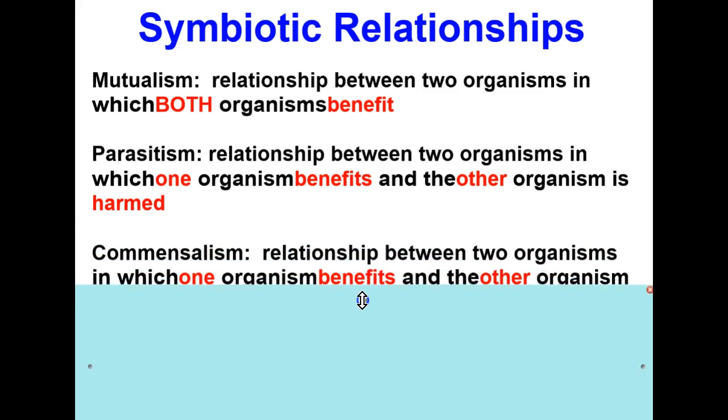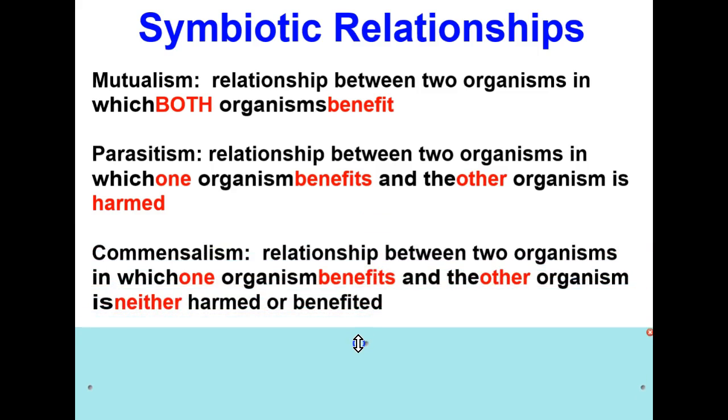Our third and last symbiotic relationship is commensalism. Commensalism is the relationship between two organisms in which one organism benefits and the other organism is neither harmed nor benefited in the relationship. So one organism benefits and the other organism is neither harmed nor benefited.